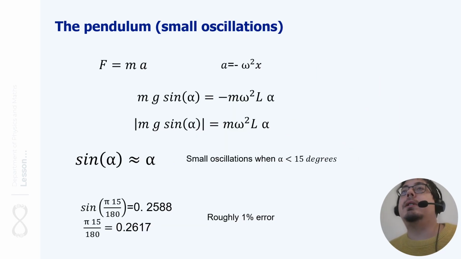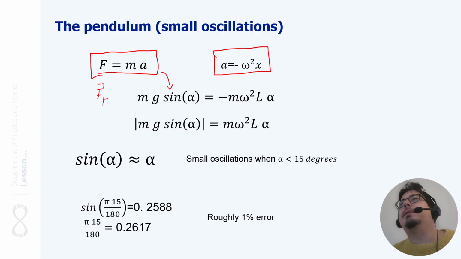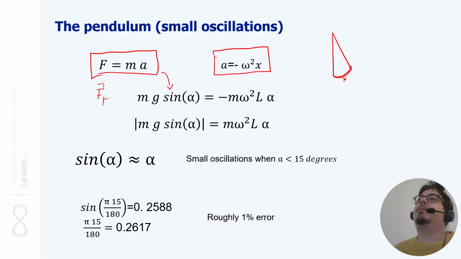So we started from, as you said, the usual F equals ma. We simplify to only consider F_t, the force along the oscillation direction, and then we know that the acceleration is equal to minus omega squared times the displacement x. We know that x is the arc, the displacement arc, and we will make an approximation here.